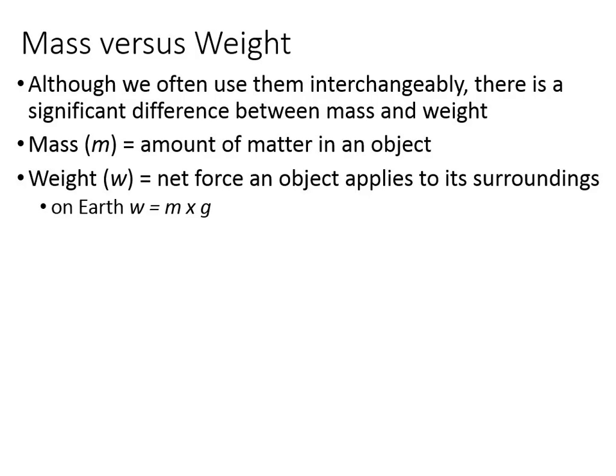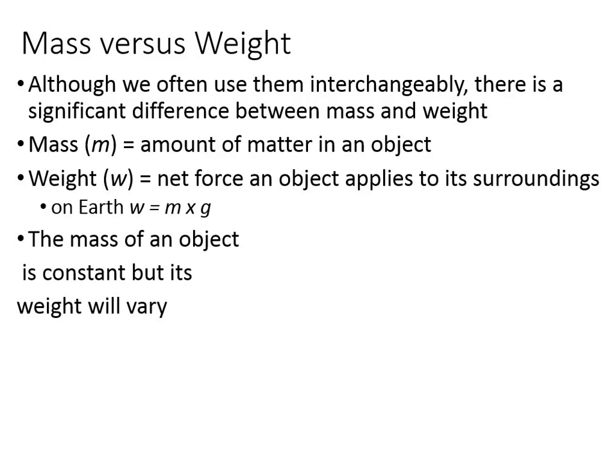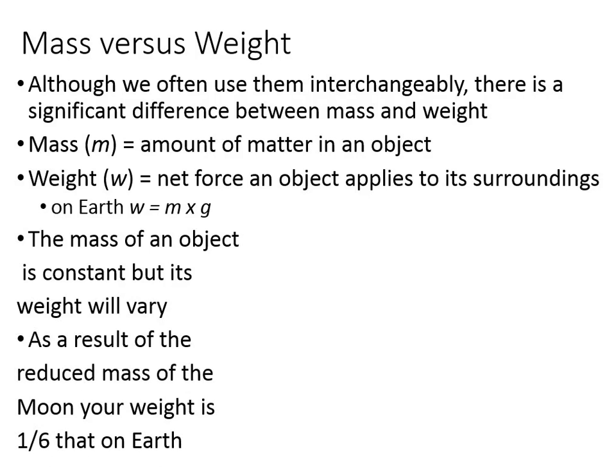So in order to calculate it, little w is the variable for weight. In order to calculate w, a weight, what you've got to do is take the mass times the acceleration due to gravity for wherever it is, Earth, Moon. So for us, it would be 10 meters per second squared. So the mass of an object is constant, but the weight will vary depending upon where you're taking the weight.